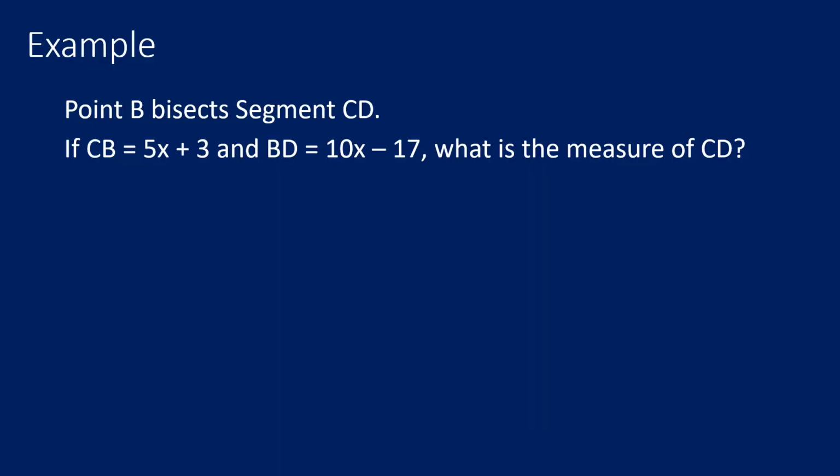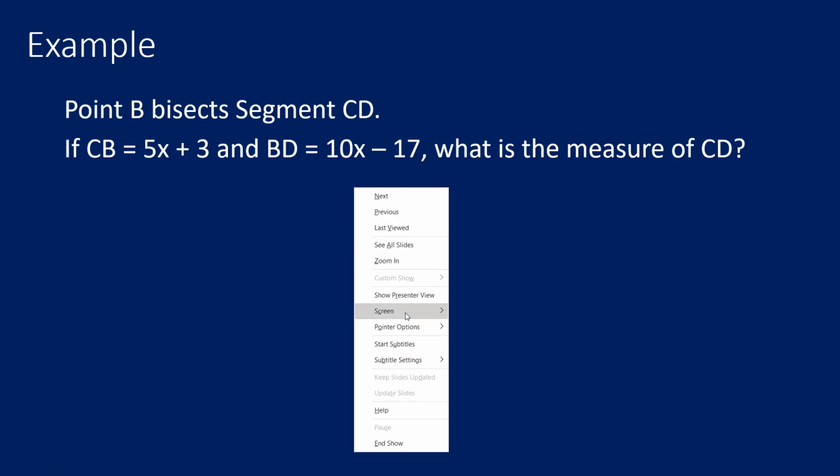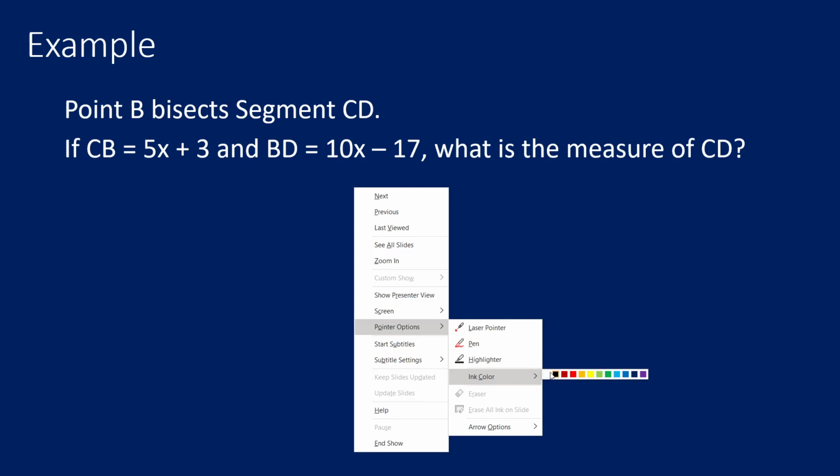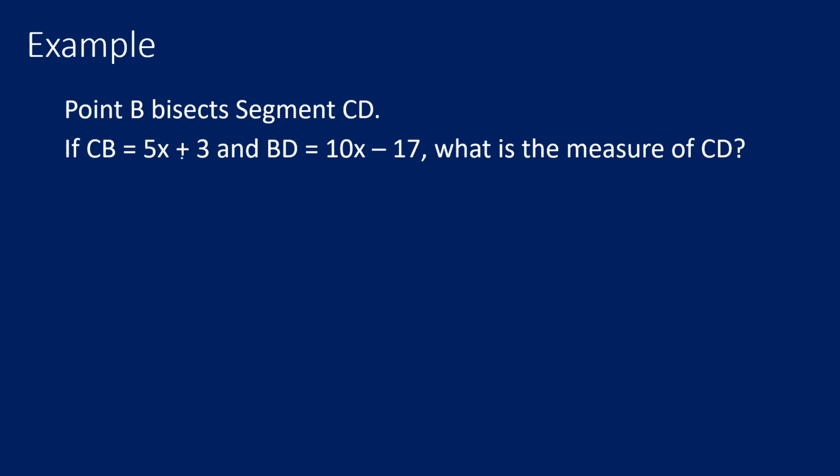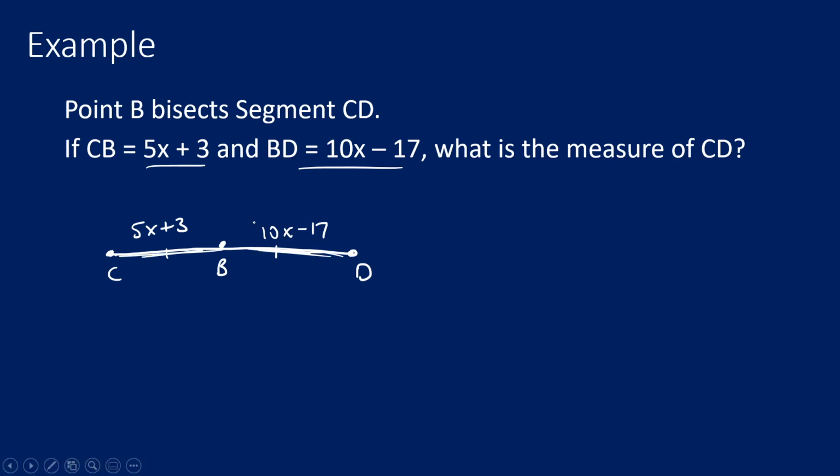All right, one last question here. No picture drawn. They're just giving you information. Point B bisects segment CD. Now they don't give you a picture, so you should probably draw one. Draw CD, and point B is cutting that in half. Now they're giving you some lengths. CB is this, and BD is this. Drawing the picture helps you see that the halves are going to be congruent. So I can set those equal.